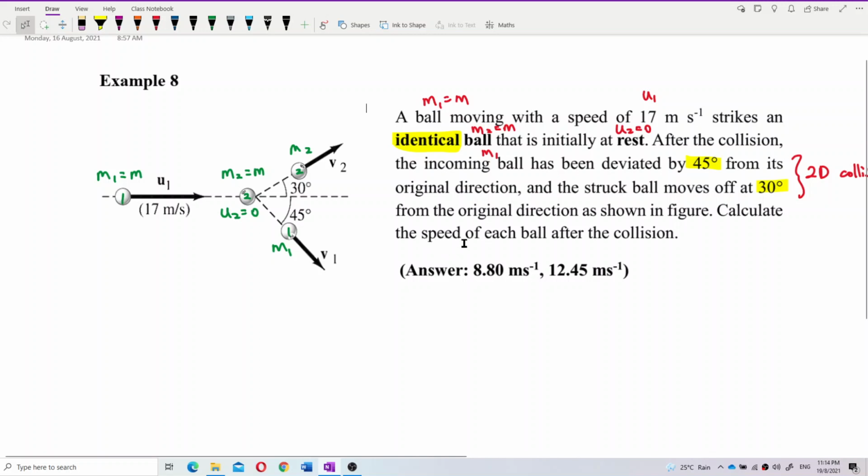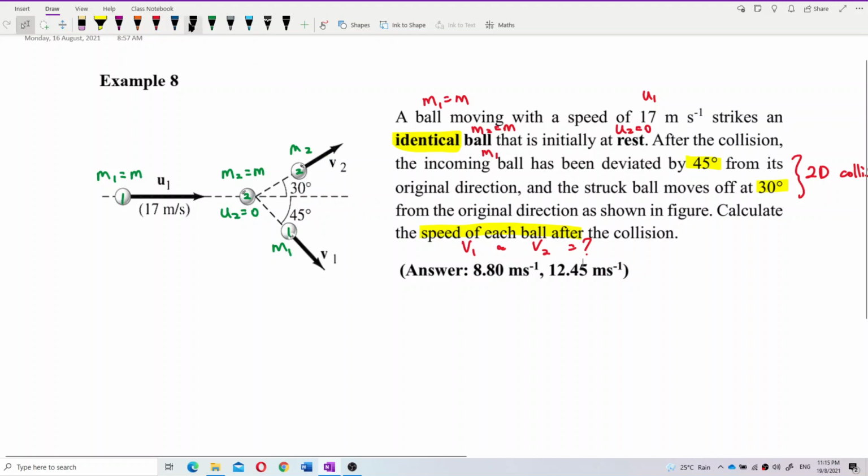Now calculate the speed of each ball. The question asks for the speed of each ball after the collision. That means you want the final velocity, v1 and also v2. We already have the direction: v1 is 45 degrees below positive x, and v2 is 30 degrees above positive x. So we don't need the direction, we need to find the magnitude only for the speed.